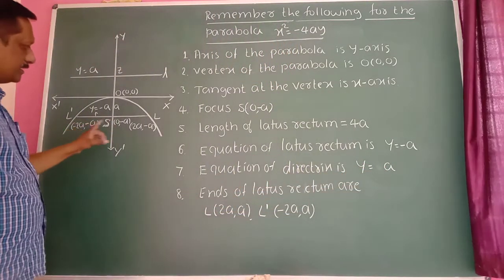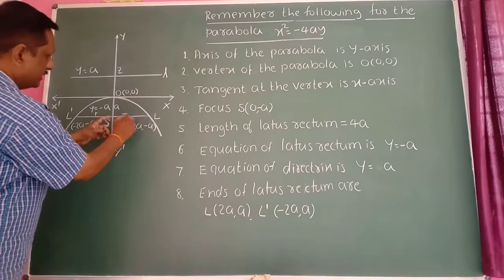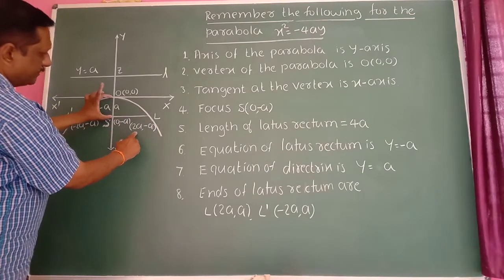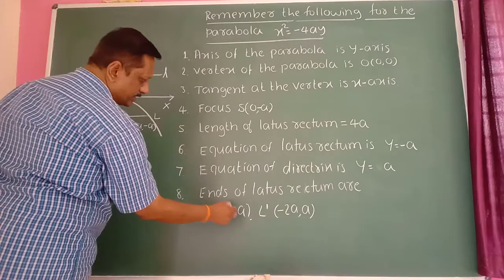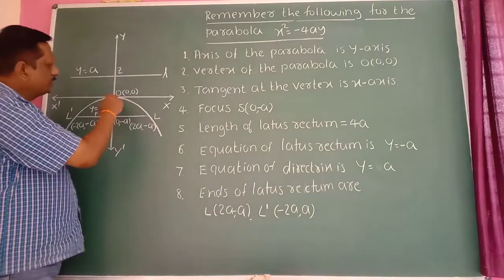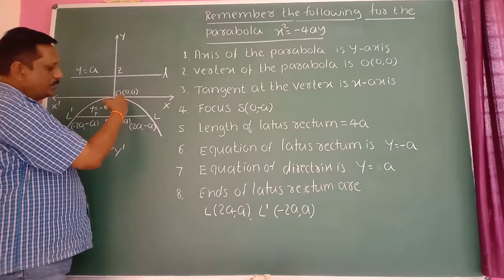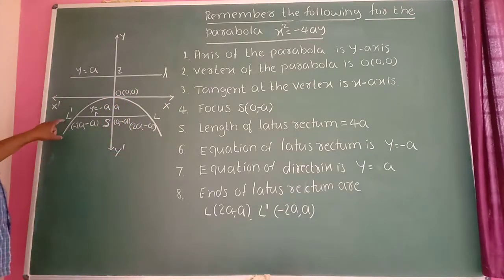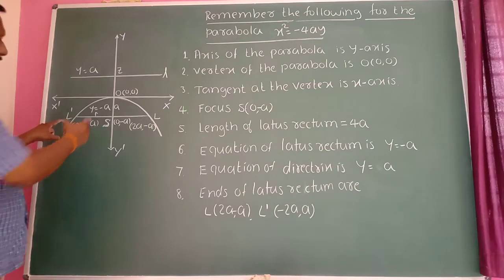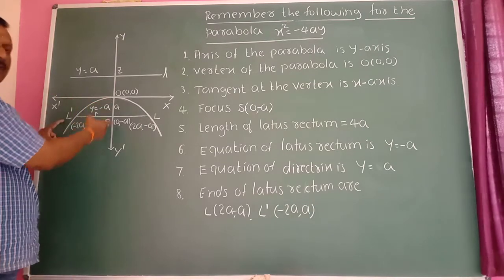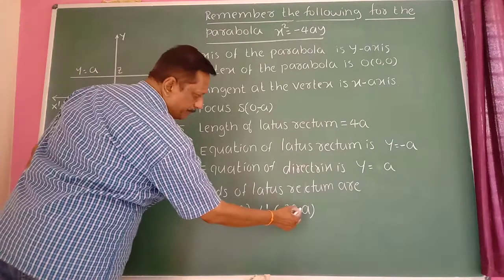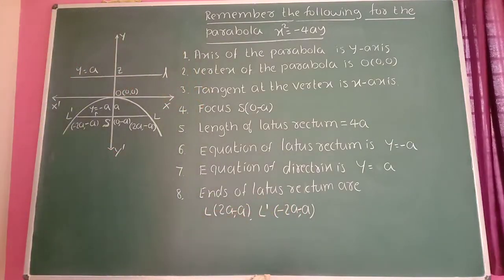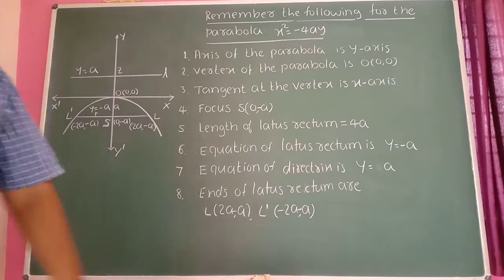And here, for the ends of the latus rectum, LS is always 2a. So the x coordinate is 2a and the y coordinate is minus a. So (2a, minus a), because it is in the fourth quadrant, where x values are positive and y values are negative. The other end is in the third quadrant, where x is negative and y is also negative. So (minus 2a, minus a), both are negative. These are the ends of the latus rectum.